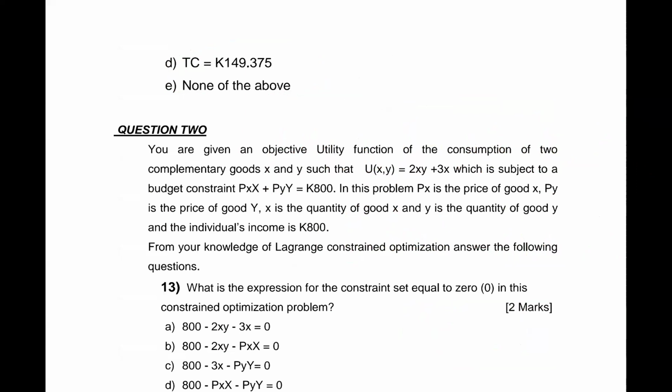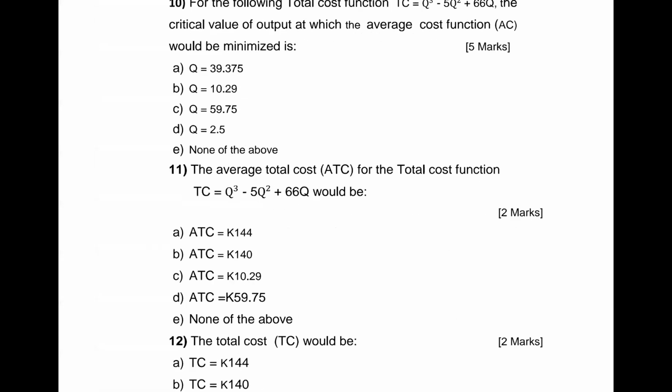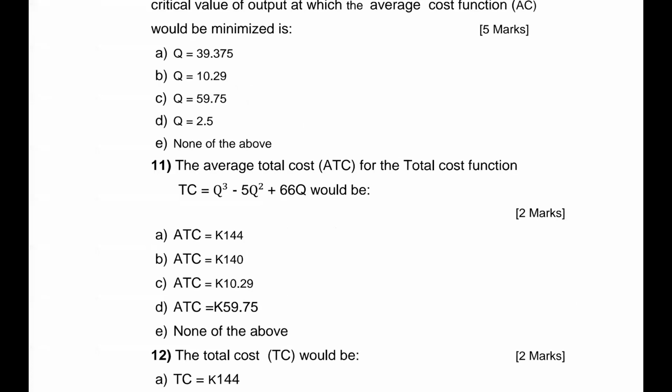What was the ATC function? Let's go back to 8. It was Q squared minus 5Q. Hold on a bit on question number 11.